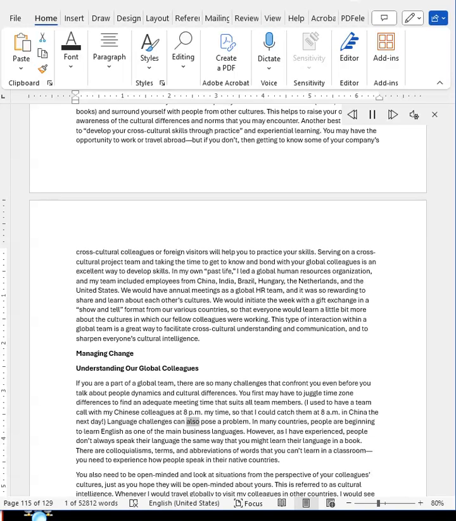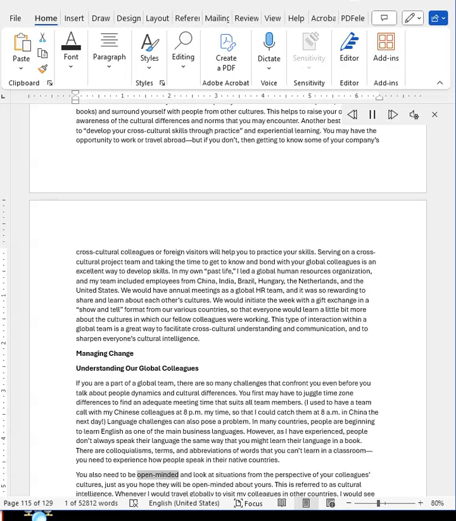Language challenges can also pose a problem. In many countries, people are beginning to learn English as one of the main business languages. However, as I have experienced, people don't always speak their language the same way that you might learn their language in a book. There are colloquialisms, terms, and abbreviations of words that you can't learn in a classroom. You need to experience how people speak in their native countries.